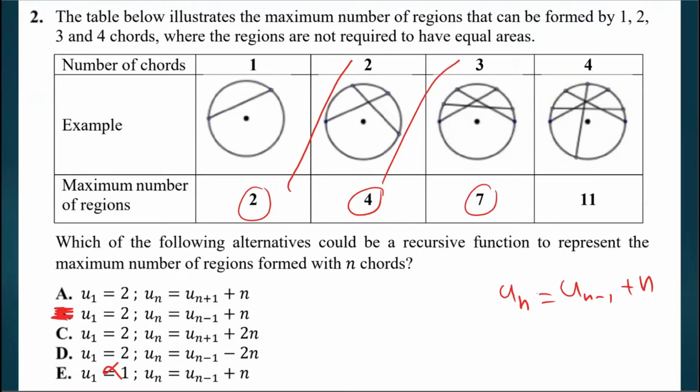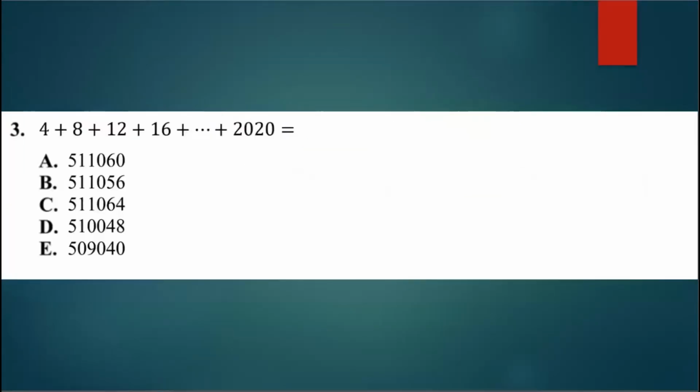So of course, if you go 5 chords, you can get 16 regions. If you have 6 chords, it will be 16 plus 6, which is 22 regions. You can try that, but not in the test, of course. I have a sequence here, 4, 8, 12, 16. It adds 4 each term, so it's an arithmetic sequence. I need the sum. I am not sure what the last term is.